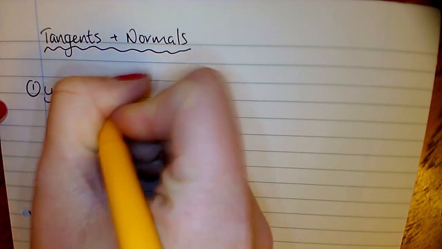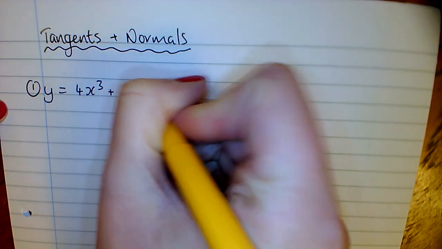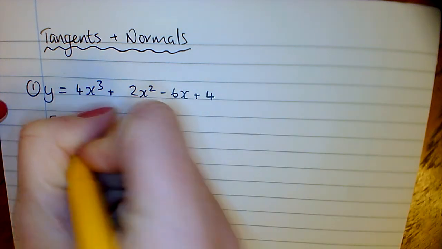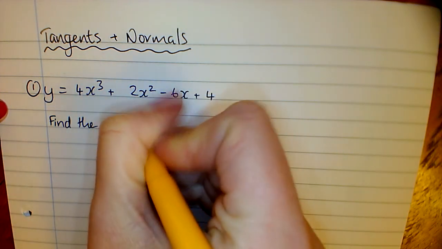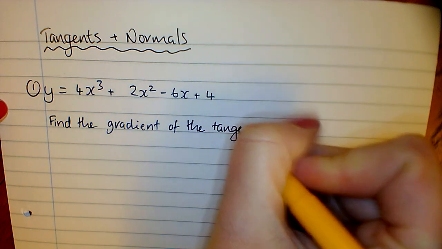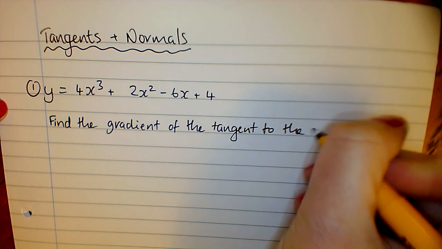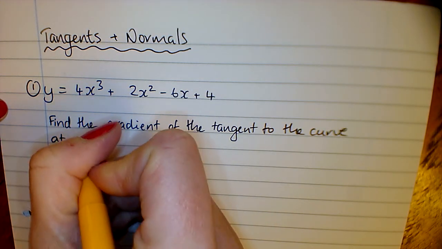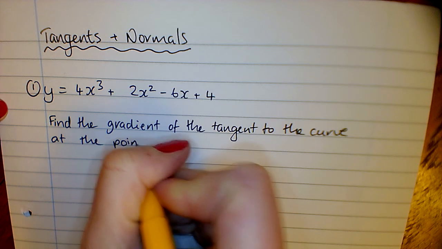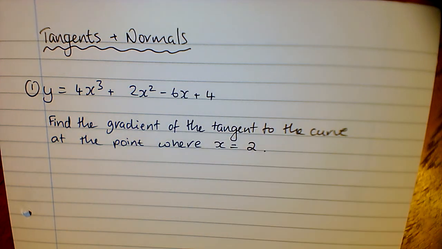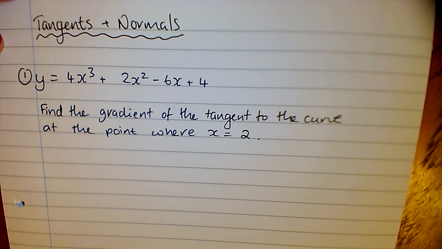y equals 4x cubed plus 2x squared minus 6x plus 4, and we want to find the gradient of the tangent to that curve at the point where x equals 2. So whenever you see gradient of a tangent, remember that's dy by dx.